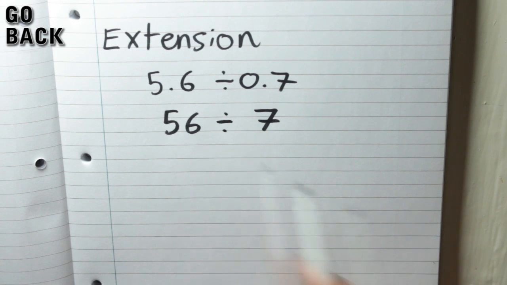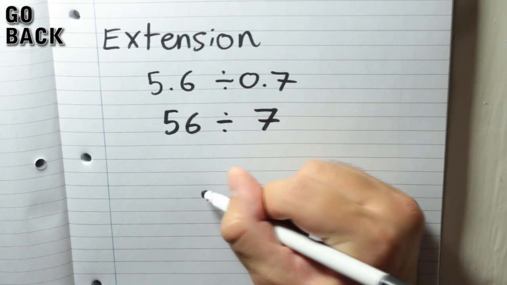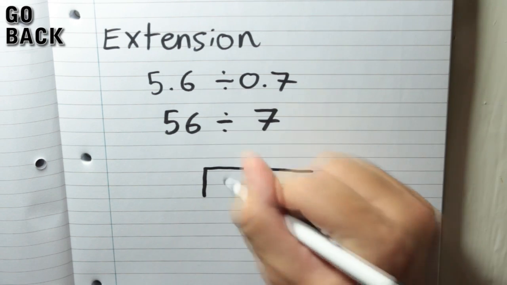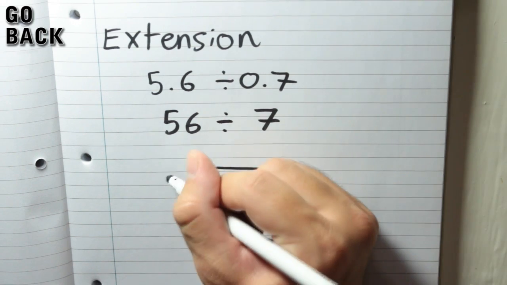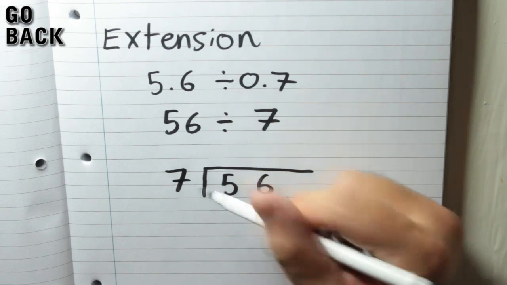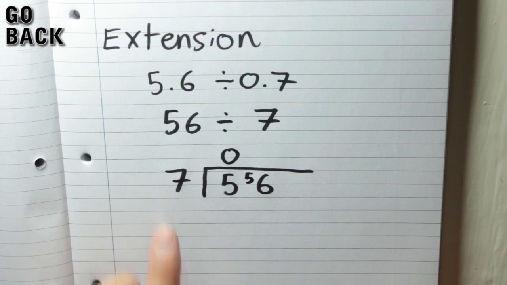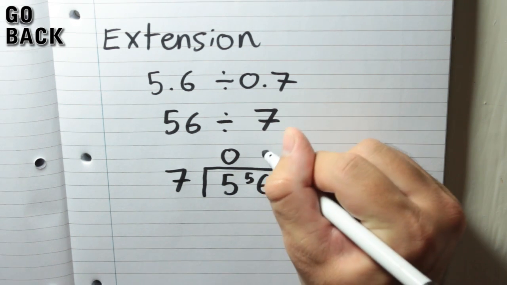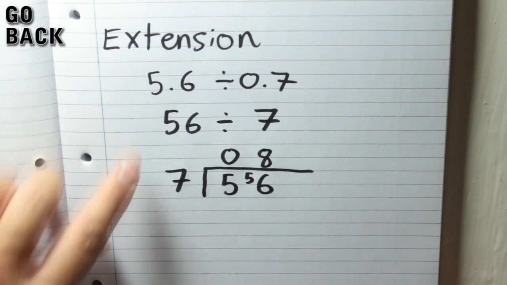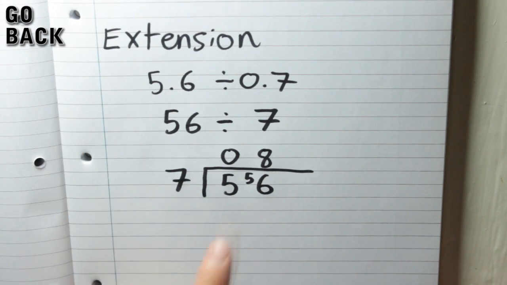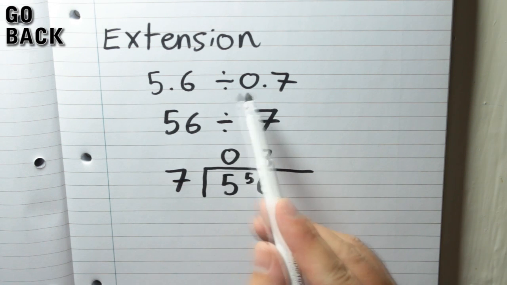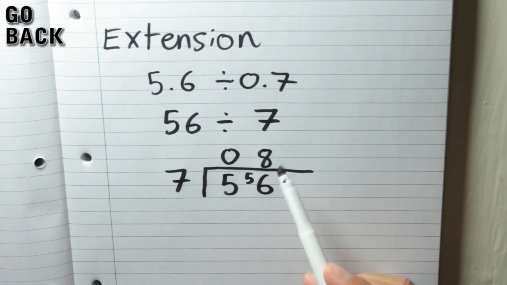56 divided by 7. So if I do that using the bus stop, 56 divided by 7. How many 7s go into 5? None. Carry the 5. Remember, don't carry the 7, got to carry the 5. So now it's how many 7s go into 56? 8 exactly. So not only is 56 divided by 7 equal to 8, but 5.6 divided by 0.7 also gives us an answer of 8. Don't be tempted to divide it at the end or anything like that. The answer is 8.